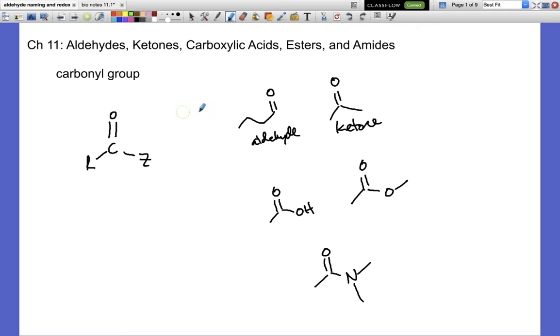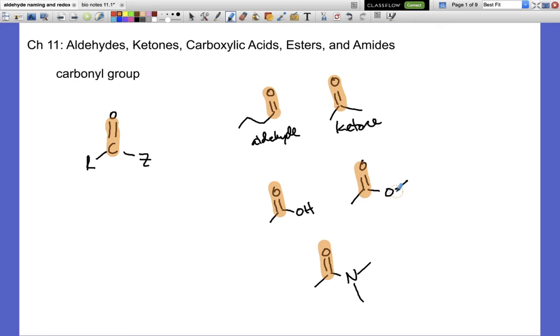So again, you should be able to see that there is technically a carbonyl group in every one of these examples. There's a carbon that's attached to an oxygen in all, but the subtle difference is what else is attached to that carbon. That's what makes it all these different things. So again, aldehydes and ketones, we're already good with those. We just need to add in some carboxylic acids, esters, amides.